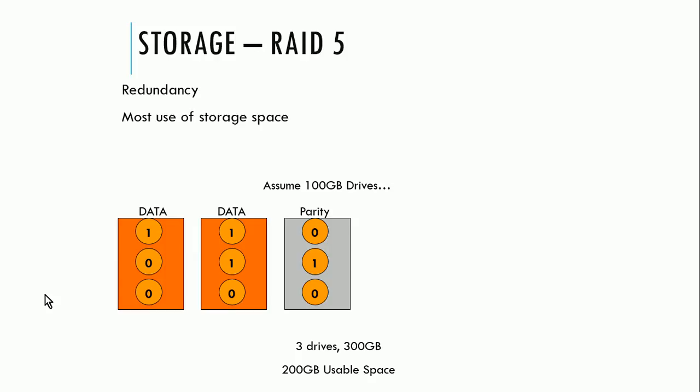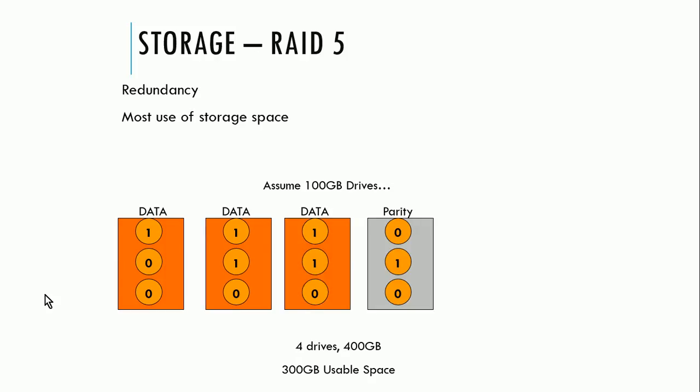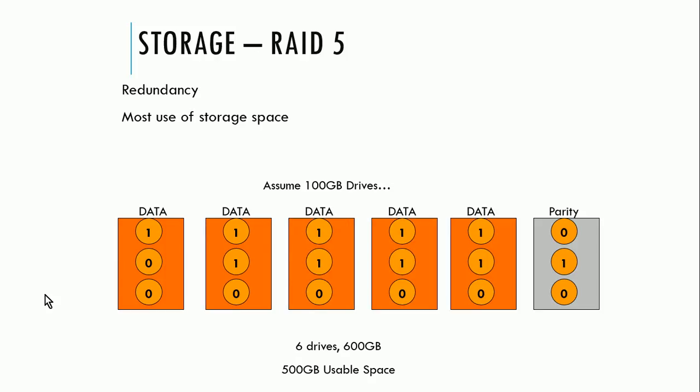So if I had 200 gigs that I need to store, I need 3 drives. If I want to store 300, I need 4. For 400, I need 5. For 500, I need 6. And you can see the more drives you have, the less space you're losing to redundancy. So the more devices, the more efficient it actually is. So that's good. But again, if I lose any more than one drive, I still have a failure.